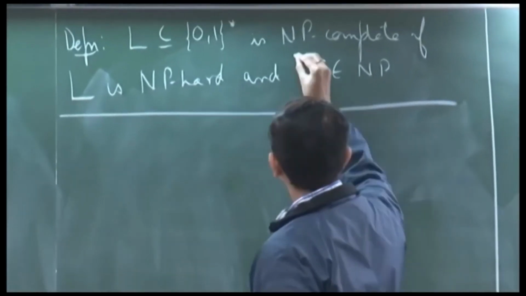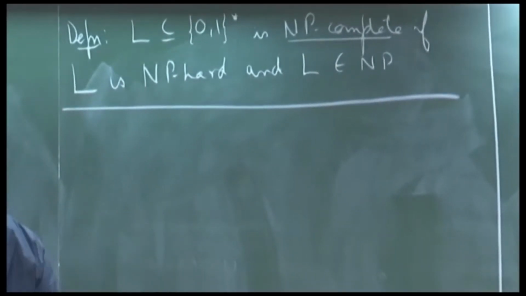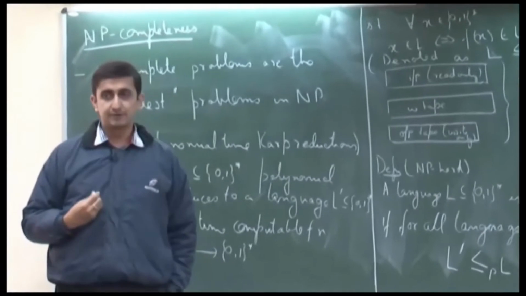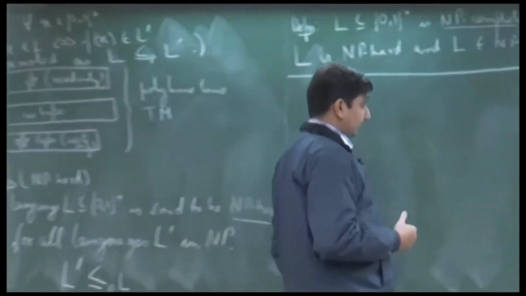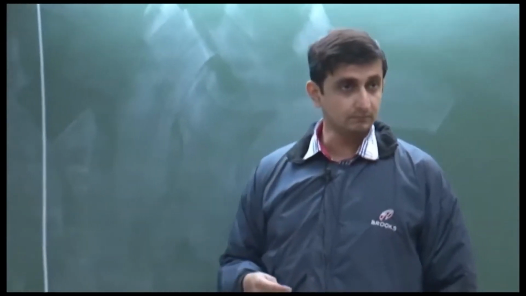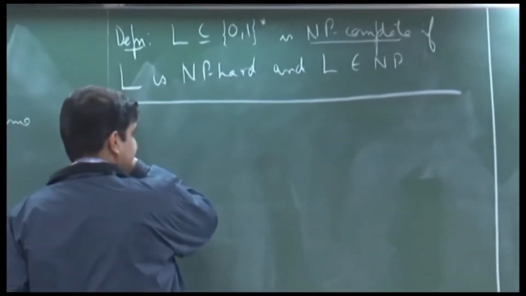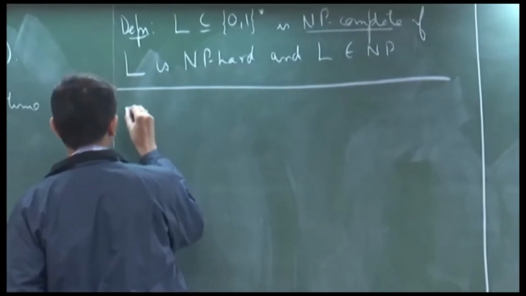So NP completeness in some sense characterizes the hardest languages in NP up to polynomial time reducibility. Any questions? Okay. So let us look at some easy to prove properties of these concepts.